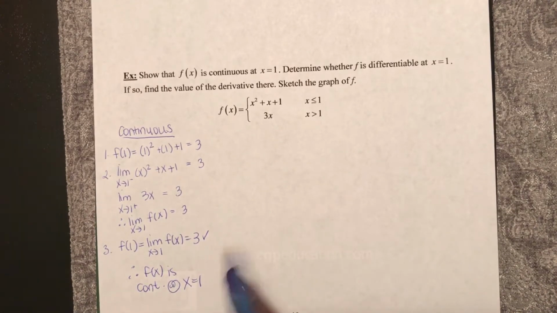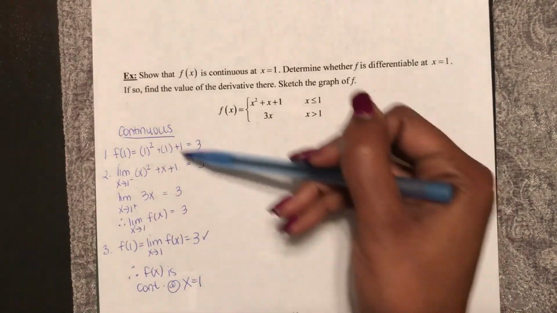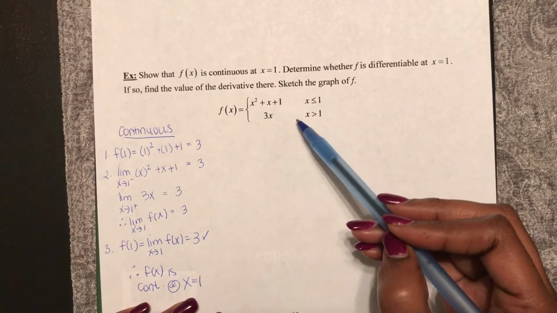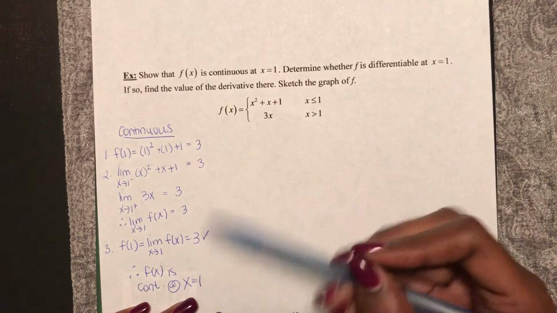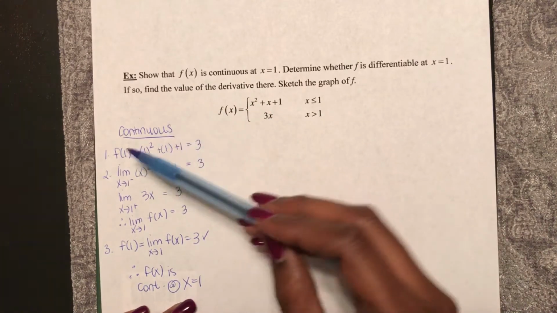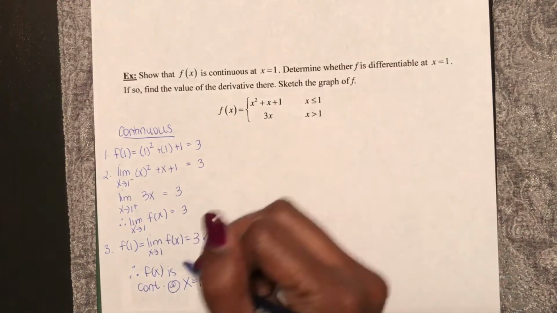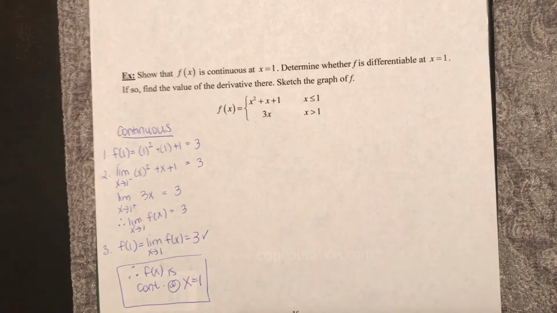So if we were not preparing for the AP exam, we would not have to do all of these steps. We could probably just visualize this graph and see that it's continuous. But for my assessments preparing for the AP exam, this is how you check for continuity. So now that we know it's continuous at 1, let's check to see if it's differentiable.